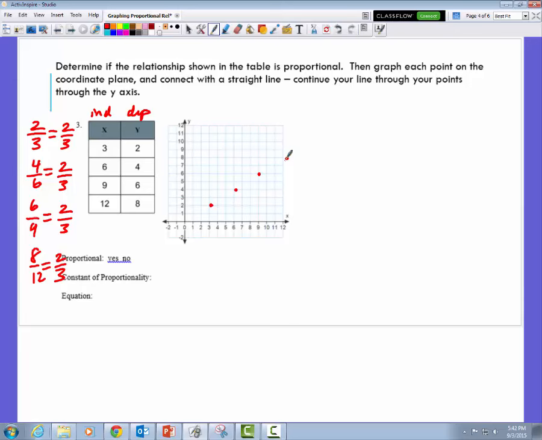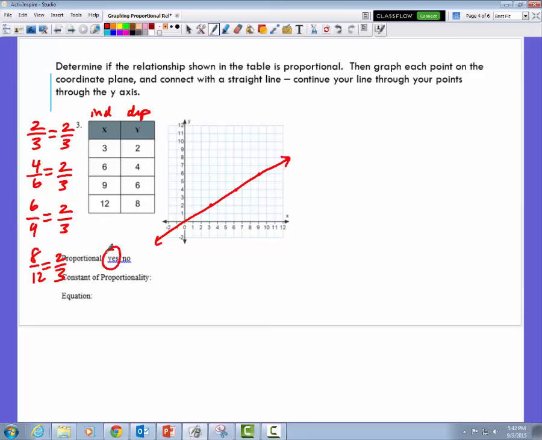Oh, I think we might be in luck. Let's take a look here. All right, it looks good to me. It trends towards 0, 0, showing me that it is proportional. It has the same rate of change the whole time, and it goes through 0, 0. So I'm going to say, yes, this is proportional.